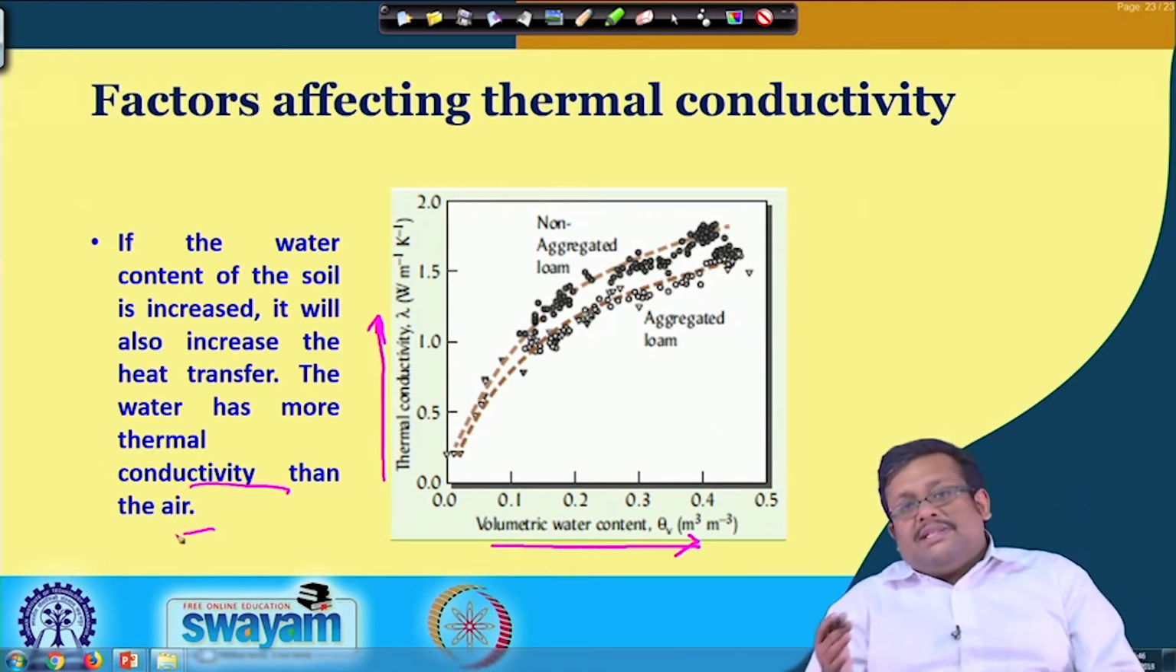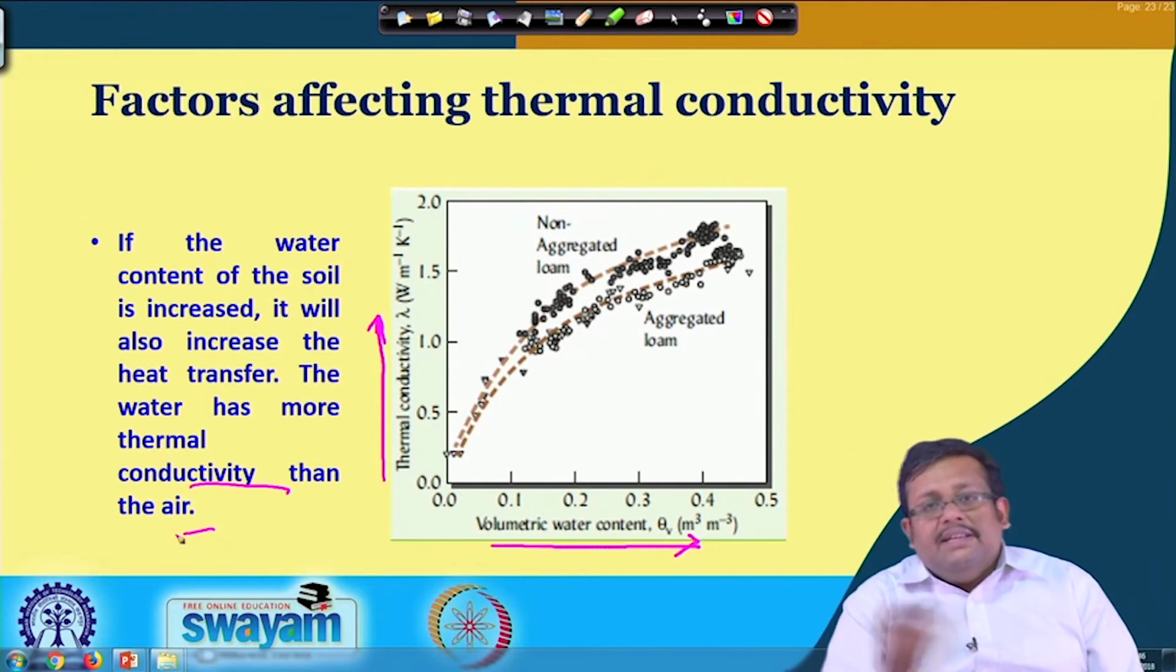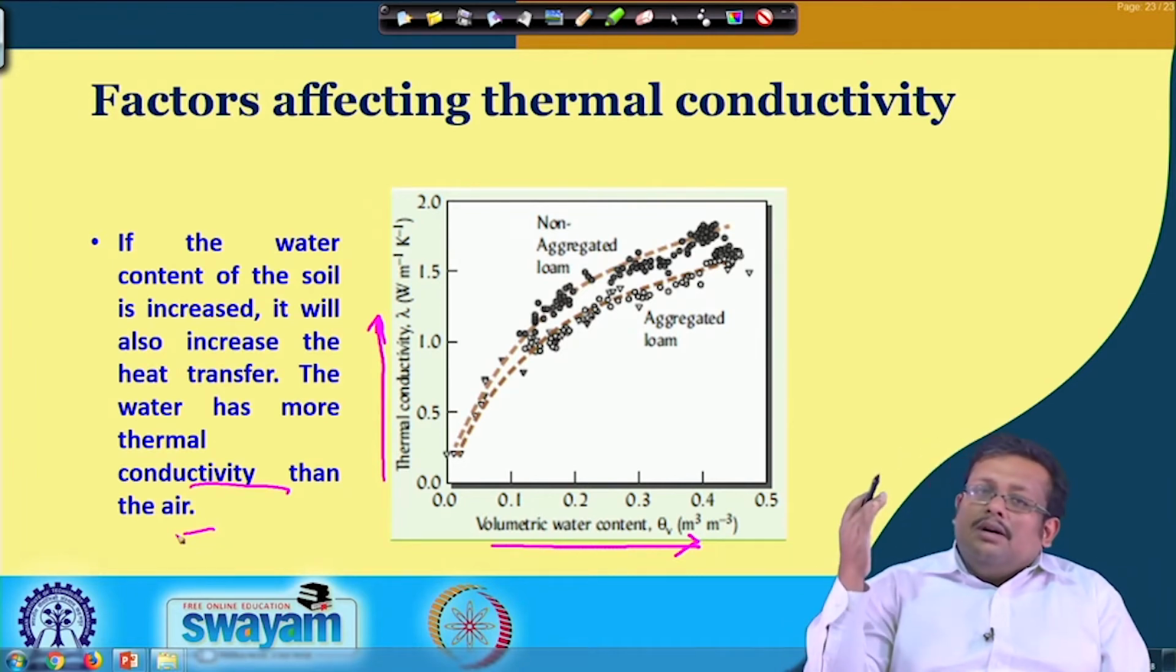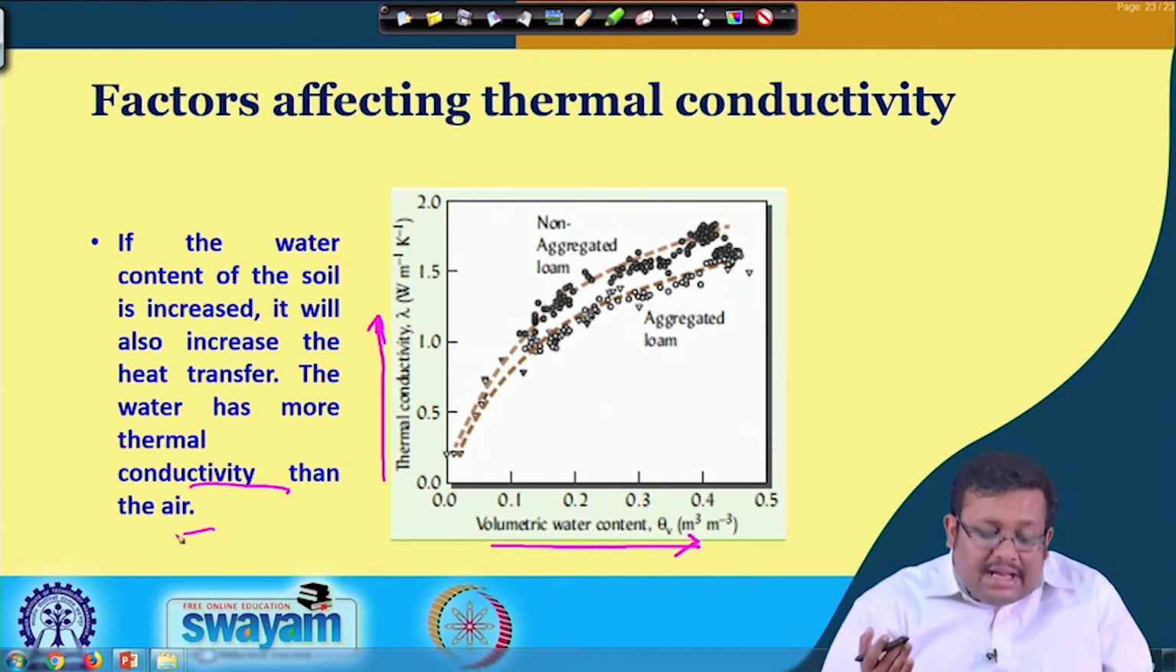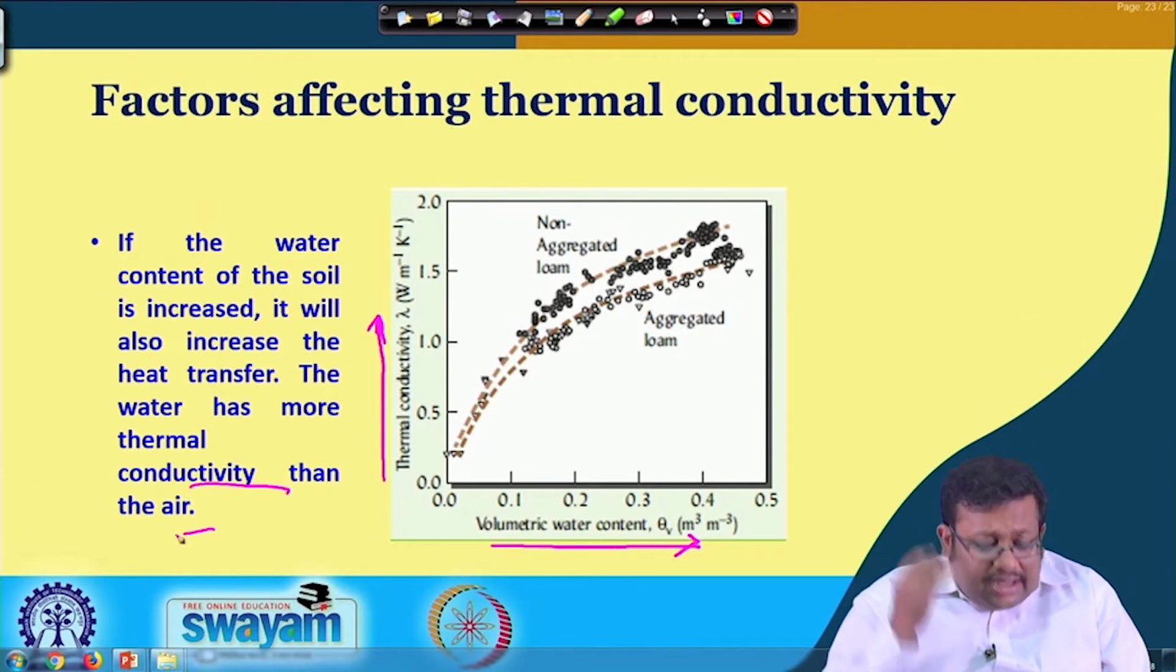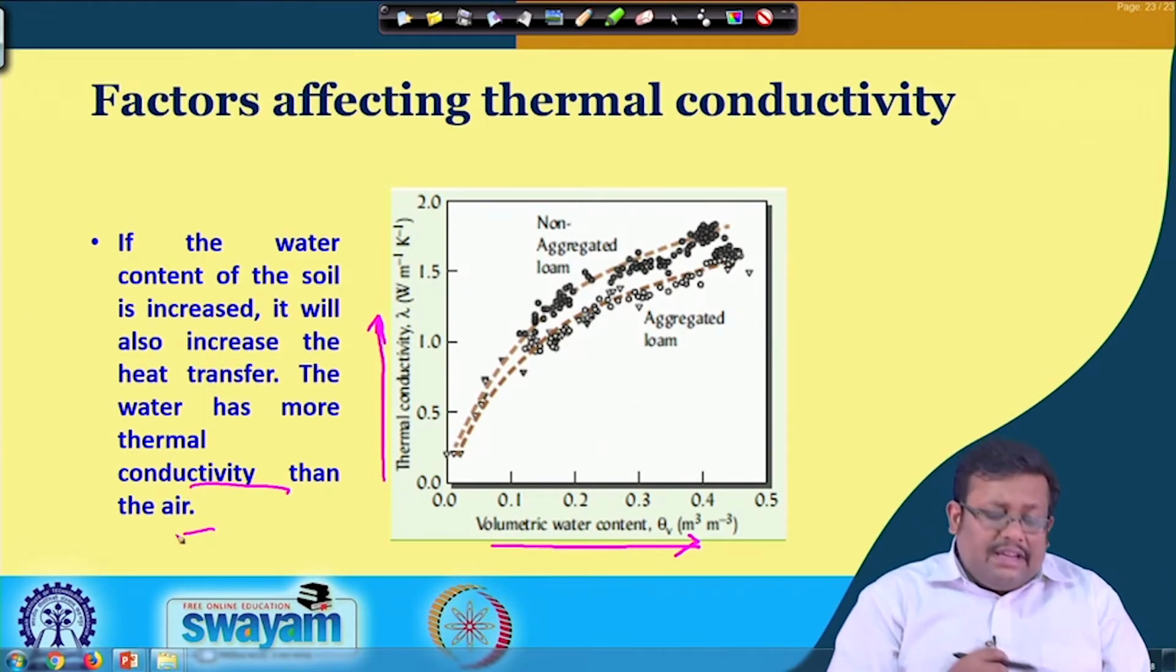So, if the pore spaces are filled by water, they will obviously replace the air. The presence of water in the pore space will increase the thermal conductivity, because water has more thermal conductivity than air.